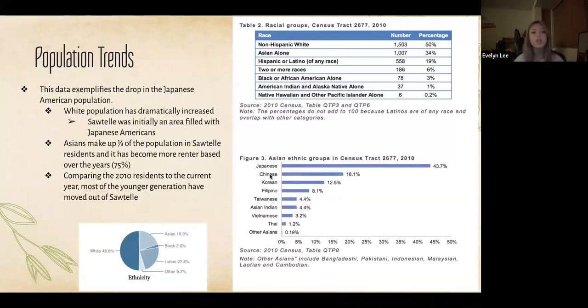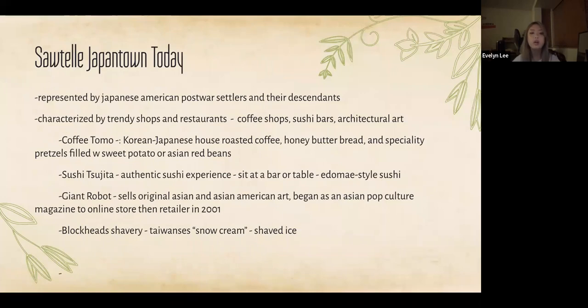And then looking at population trends. So the data exemplifies the drop in the Japanese population, where white population has dramatically increased. Sawtelle was initially an area filled with Japanese Americans, but now Asians make up 1/3 of the population in Sawtelle residents, and has become more renter based over the years, which is 75%. And comparing the 2010 residents to the current year, most of the younger generation have moved out of Sawtelle. You can see this in the graphs.